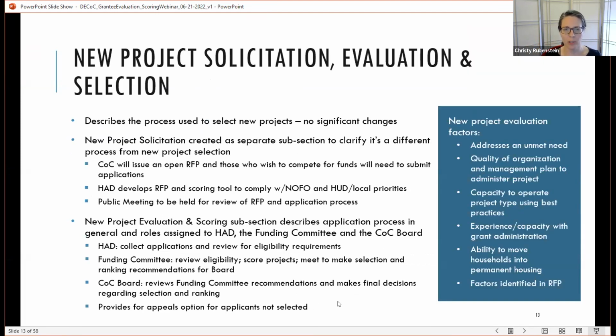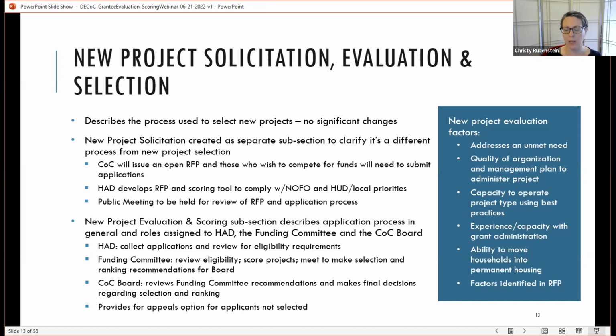All right, speaking of new project solicitation, the evaluation and selection section describes how the CoC goes about selecting new projects. There are no real significant changes. Again, things have been moved into subsections to improve clarity. One of those is the new project solicitation section, which outlines the process to create an RFP, essentially the request for proposals.